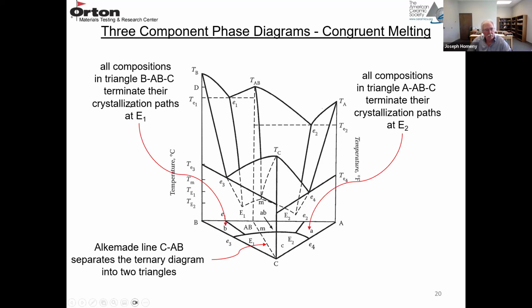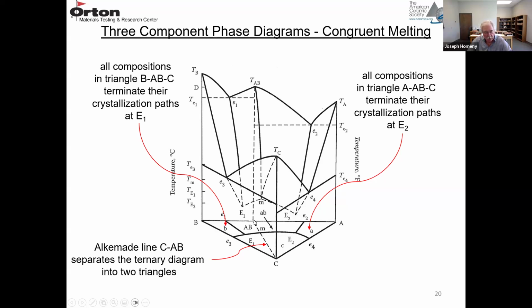So all compositions in this triangle, B, AB, C, when they crystallize, their crystallization path is going to end up at E1. Then all compositions in this triangle, A, AB, C, when the crystallization is complete as we lower the temperature, are all going to finish at E2.